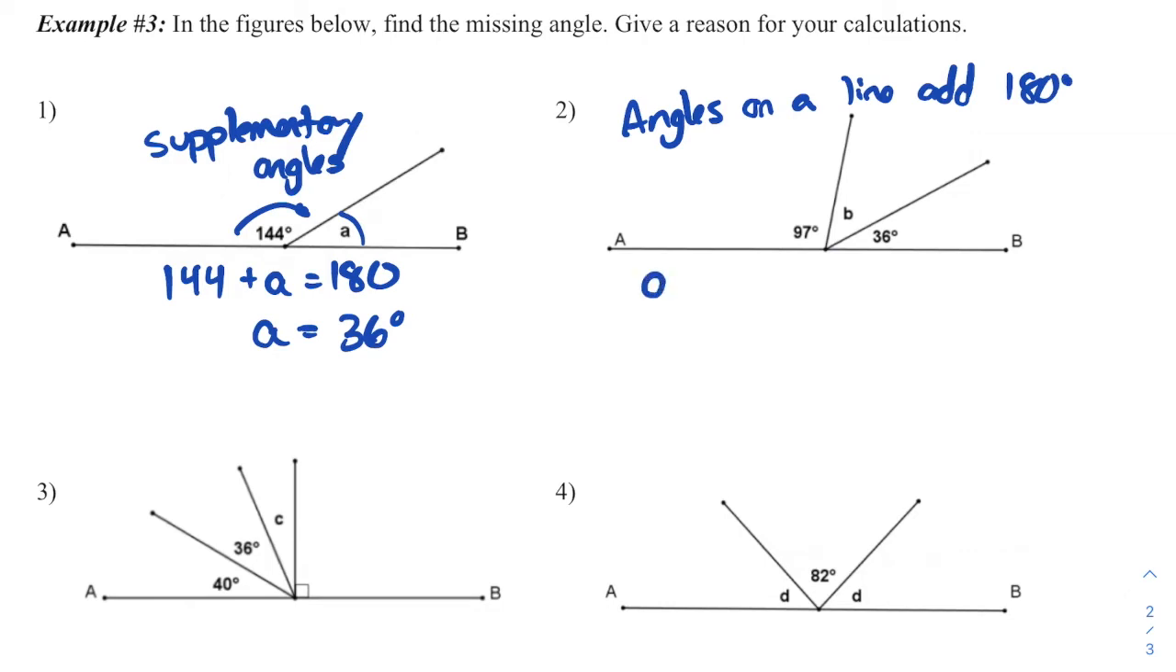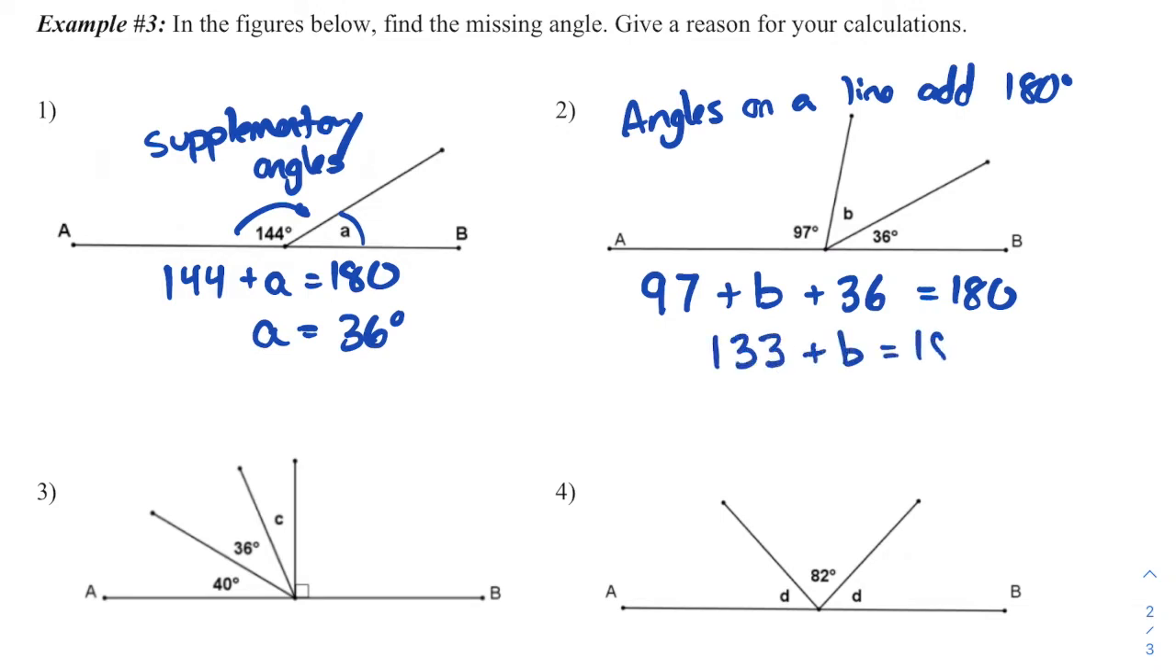Then we could set up an equation: 97 plus b plus 36 equals 180. Combine like terms, so 97 plus 36 is 133. Subtract 133 from both sides, and that gives us 47.